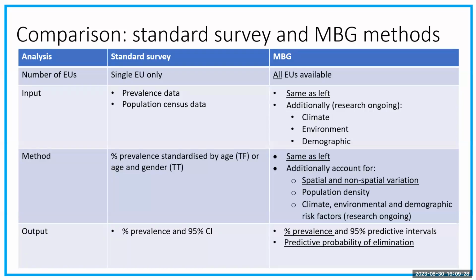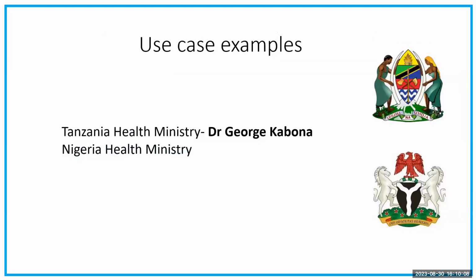In contrast, using MBG, we are combining the data within the same country. We follow the same steps as the standard methods in that we calculate the age- or gender-specific prevalence and then standardize them. The main difference is that we also account for spatial correlation between sampled clusters and individual level variations within the clusters if the data supports their evidence. Furthermore, we have started investigating if accounting for other factors improves the accuracy and precision. The final outputs are prevalence and the predicted probability of elimination.